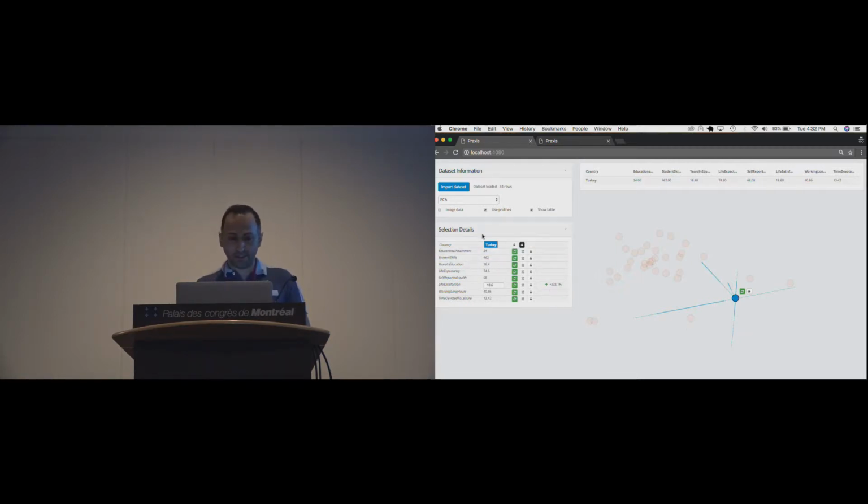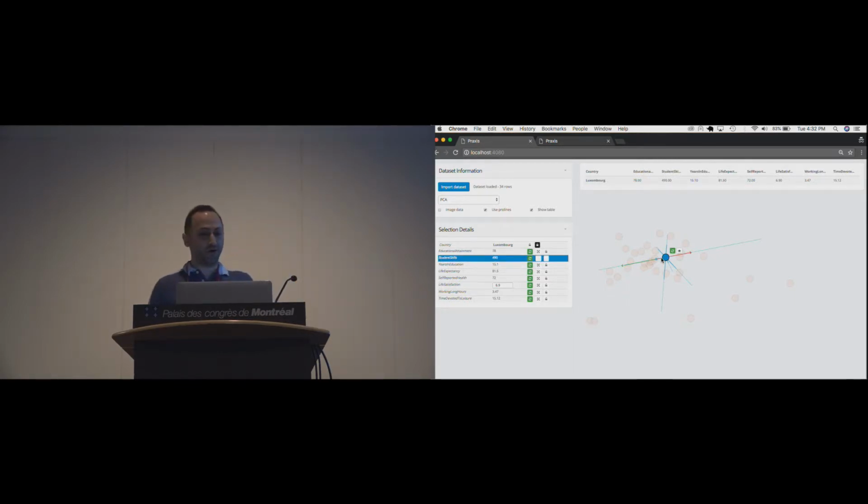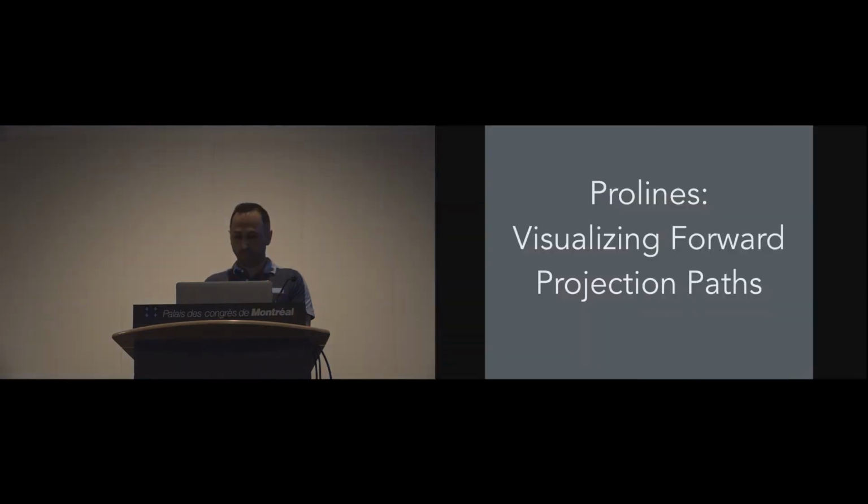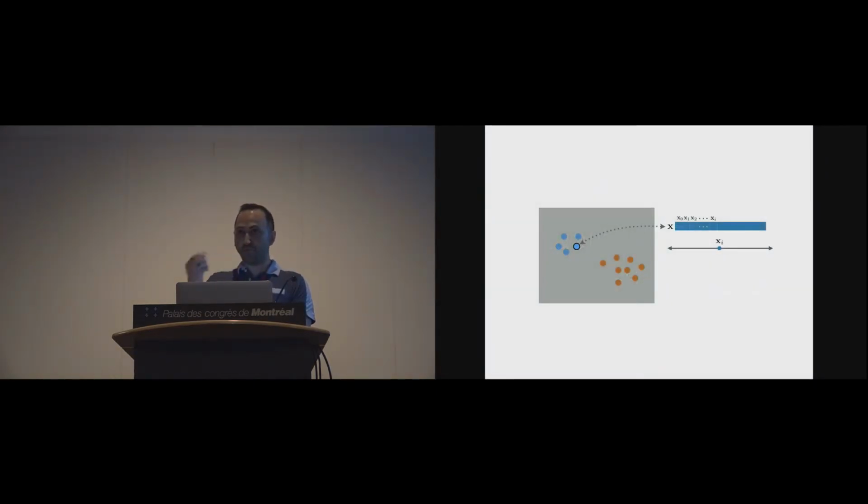So let me look at another example here. We also use these prolines to encode basic statistical descriptors, such as mean value and standard deviation. So for the UK, for example, or Luxembourg, we can easily see that the student skills are below the average of the sample data.